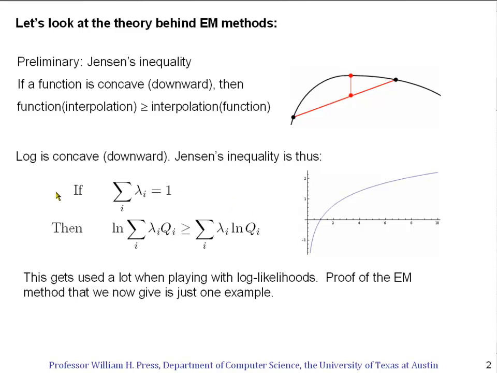So Jensen's inequality says if we have a set of weights lambda i, which add up to 1, so that they're the kind of weights that you might use in an interpolation, then the log of the interpolation, that is to say the weighted sum of some values q_i, is always greater or equal to the interpolation, the weighted sum with the lambdas, of the logs of the individual values q_i. This gets used a lot when we're playing around with log likelihoods, as you're going to see, and it gets used in the proof of the EM method that we're now going to give as one example.